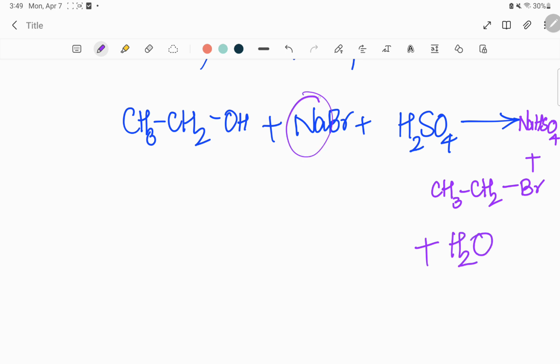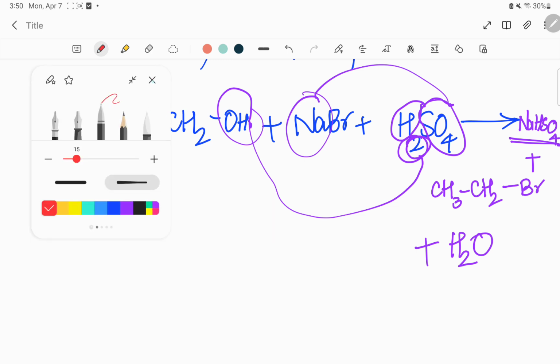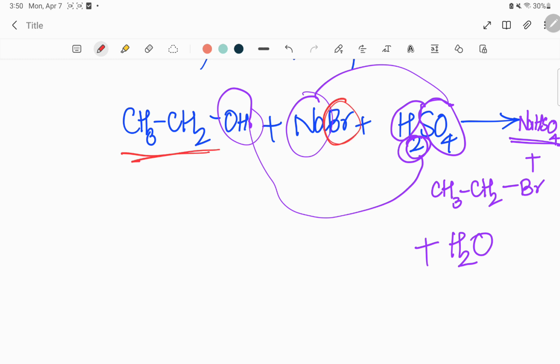So Na will react with the sulfate group and it will form NaHSO4. You have one hydrogen remaining which will join with the alcoholic OH group, and then you have only an ethyl group and you have a bromine halogen. So this bromine halogen will attack the ethyl carbocation and as a result you will be getting bromoethane. And bromoethane is the main product because we want to prepare haloalkanes.